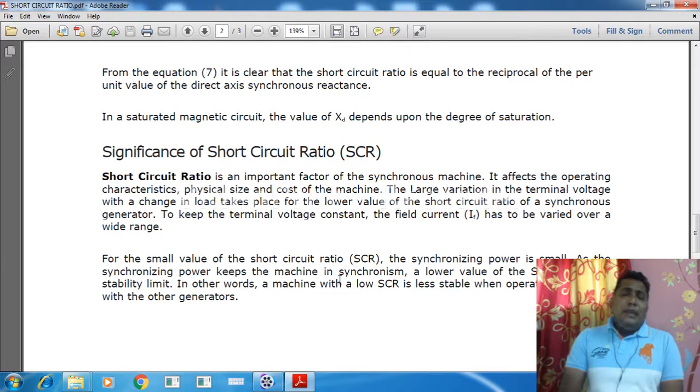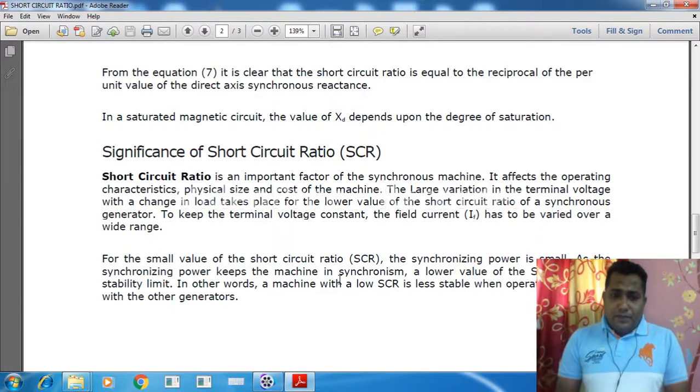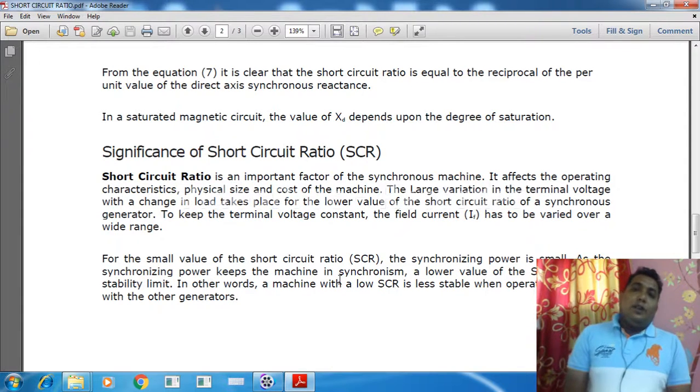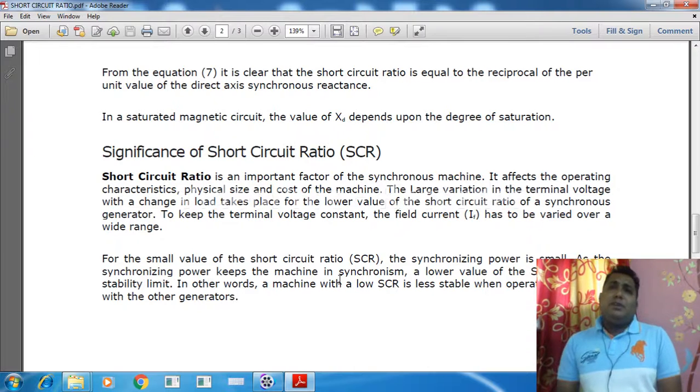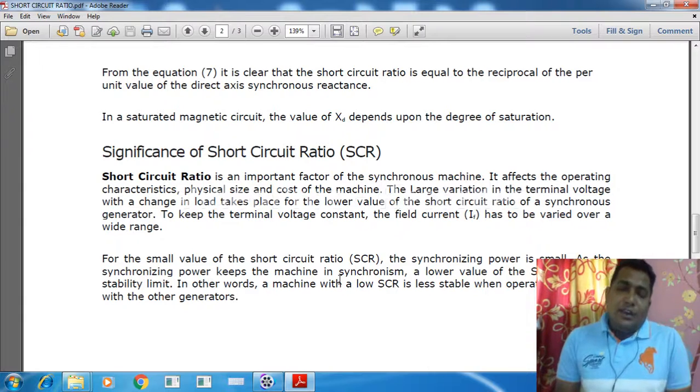The large variation in the terminal voltage with a change in load takes place for the lower value of the short circuit ratio of a synchronous generator. To keep the terminal voltage constant, the field current has to be varied over a very wide range. Okay, now that means when the SCR value is small, the synchronizing power is also small. As the synchronizing power keeps the machine in synchronism, a lower value of SCR has a low stability limit. That means a lower SCR value has lower synchronizing power. Lower synchronizing power means if there is a little bit of change, it can lose its synchronism.